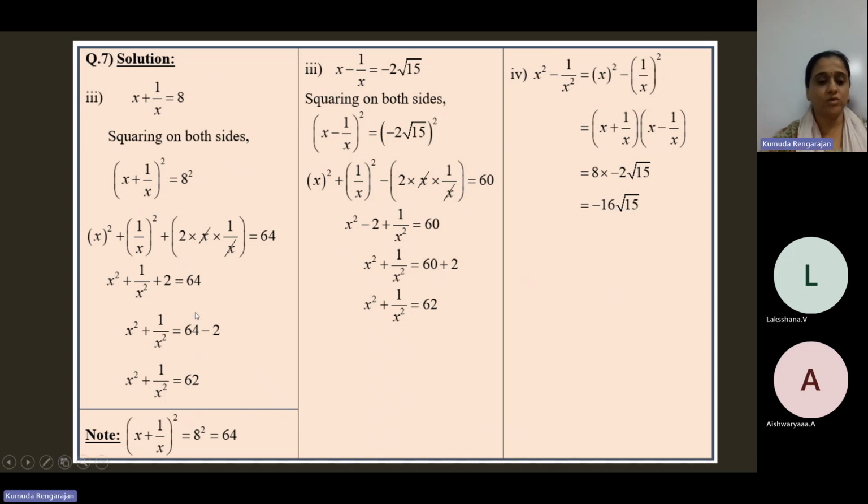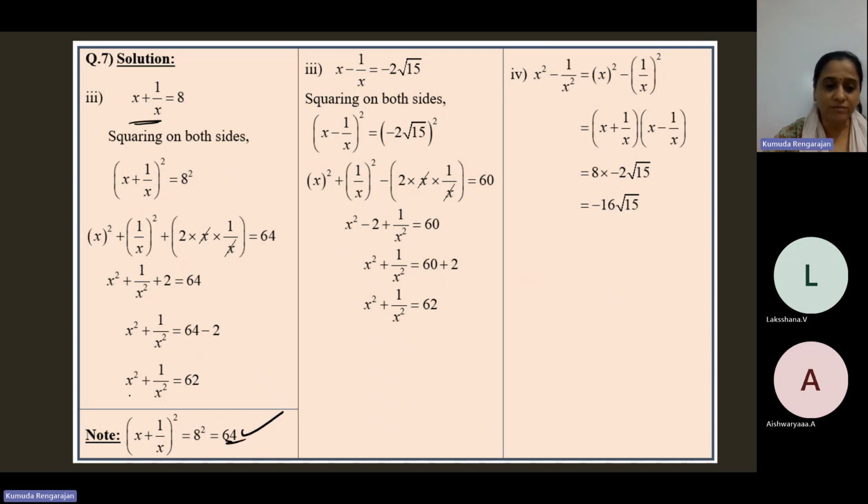So I'm sorry. You can see below here I've written a note. (x plus 1 by x) the whole square. If you want to find (x plus 1 by x) the whole square, what is x plus 1 by x? 8. So what is (x plus 1 by x) the whole square? 8 square, 64.